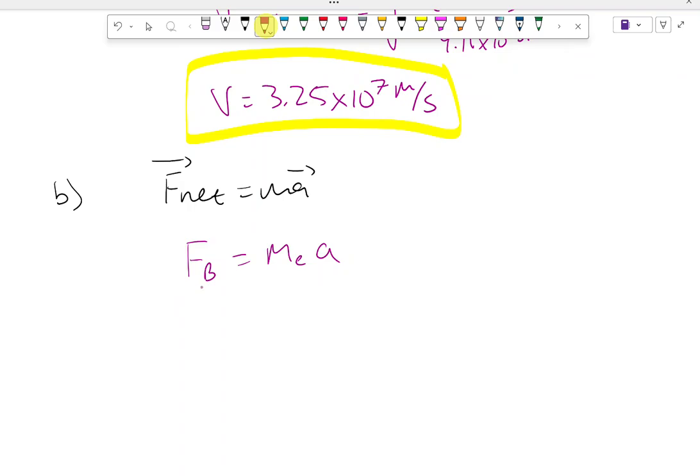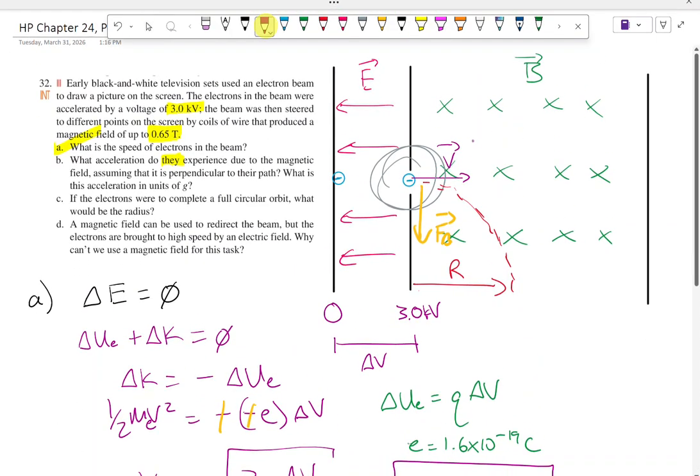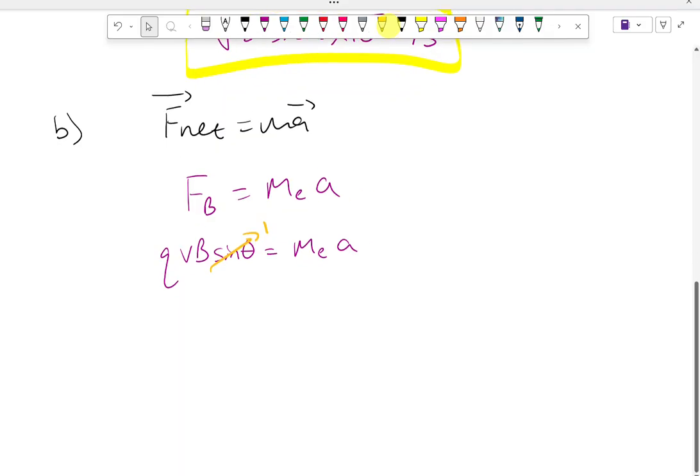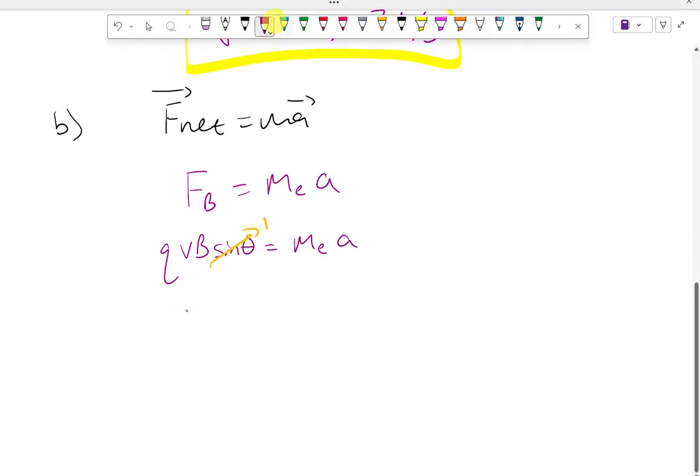So for Fb, we've got a charge, and a good equation to use for that is qvB sine theta. And that's going to be the mass of the electron times the acceleration. Theta is the angle between the velocity vector and the magnetic field vector. If the velocity vector points to the right and the magnetic field vector points into the page, it's going to be 90 degrees. Sine of 90 is just 1. And then I can get the acceleration. So it's qvB over the mass of the electron. That's the acceleration.